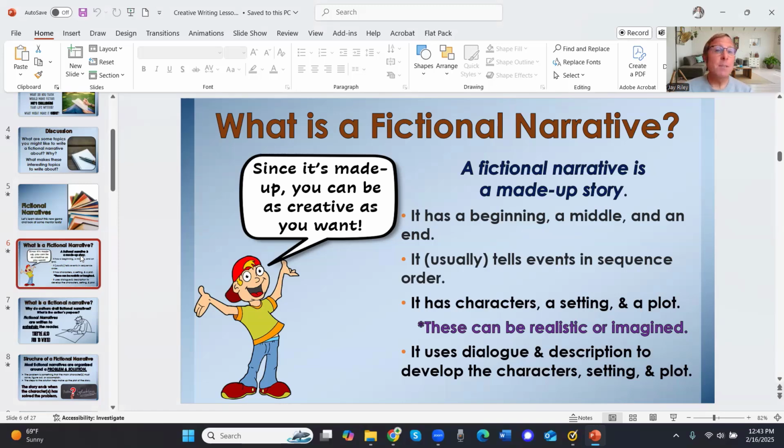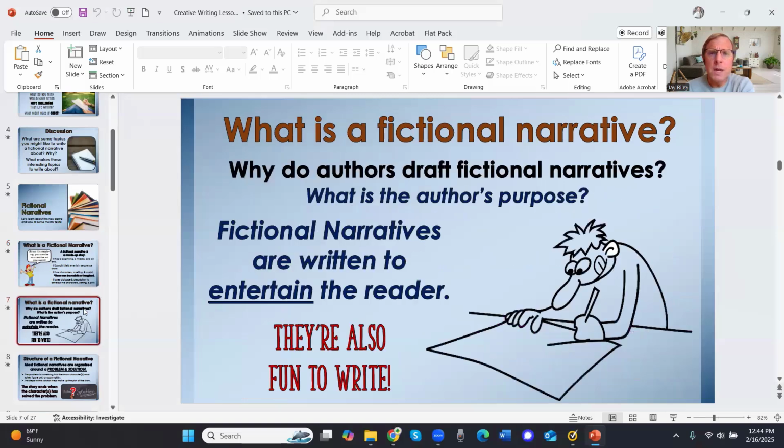And we often find sequence words in fictional narratives because they're often told in sequence order. There's a character, a setting, and a plot in a fictional narrative. And remember, these can be real or they can be imagined. So fictional narratives can have elements of fantasy or they can be realistic. Fictional narratives allow us to be very creative because we don't have to tell a story that really happened. And that makes them very, very fun to write.